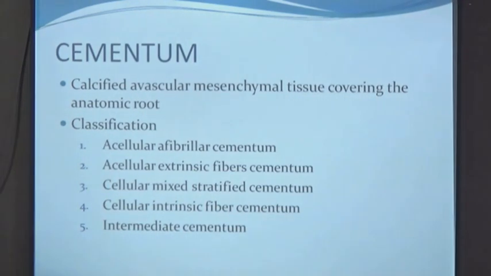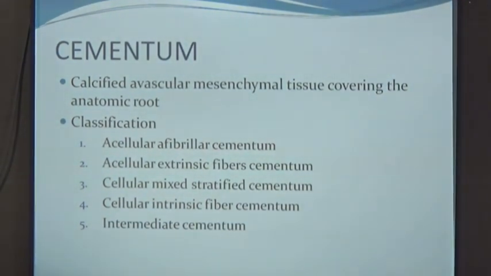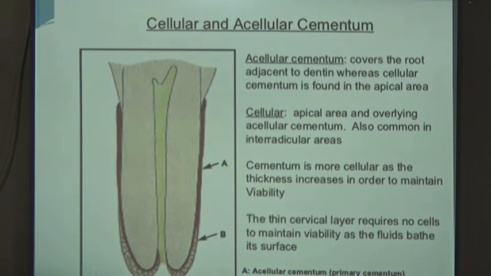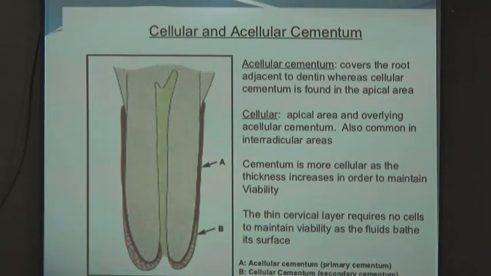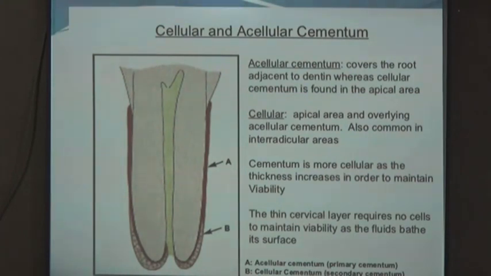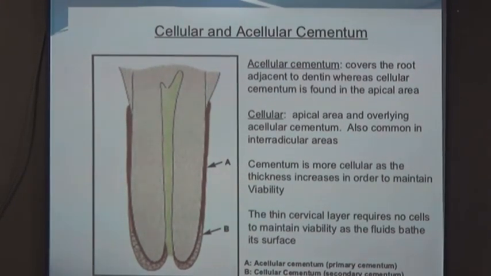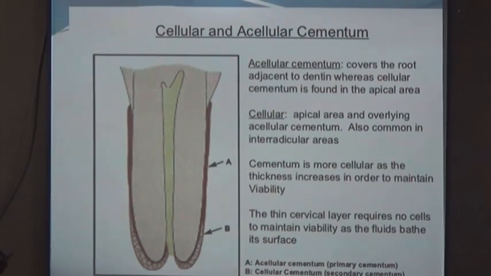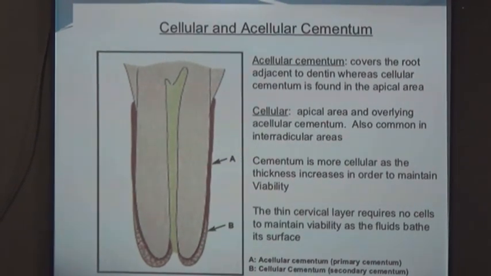Right. These are the classifications: acellular afibrillar, acellular extrinsic fiber, cellular mixed stratified, cellular intrinsic fiber, and intermediate cementum. Acellular cementum covers the root adjacent to dentin, whereas cellular cementum is in the apical area and is also common in interradicular areas. The thin cervical layer requires no cells to maintain viability, as the fluid bath suffices. They used to ask what is the incremental line, what is the reversal line, where the cementum will be cellular, where it will be acellular, and the fifth one will be vascular or avascular. These five you should be thorough with.